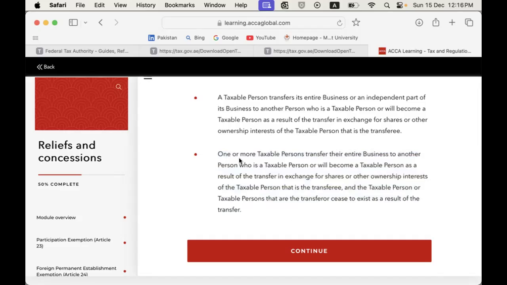Let us read one more time. One or more taxable persons transfer their entire business to another person who is a taxable person or will become a taxable person as a result of the transfer in exchange for shares or other ownership interests of the taxable person, that is the transferee, and the taxable person or persons that are the transferor cease to exist. This actually, guys, is known as an absorption.